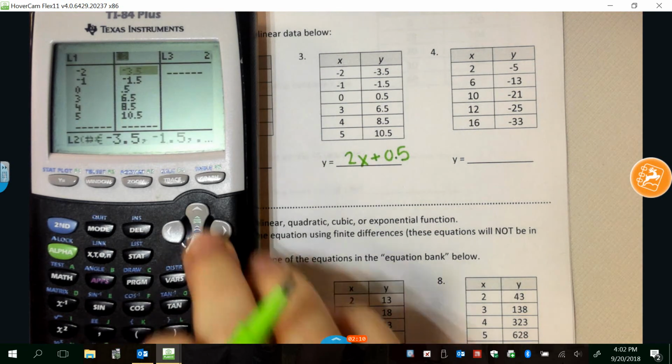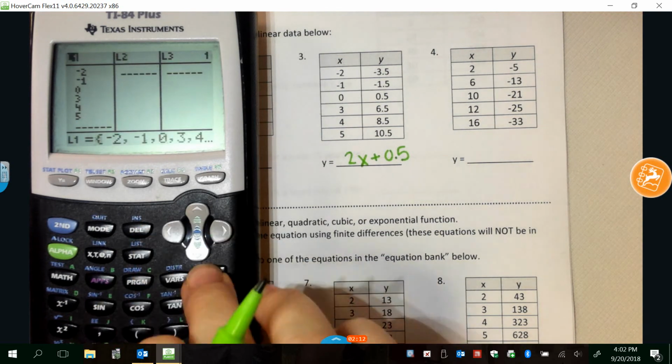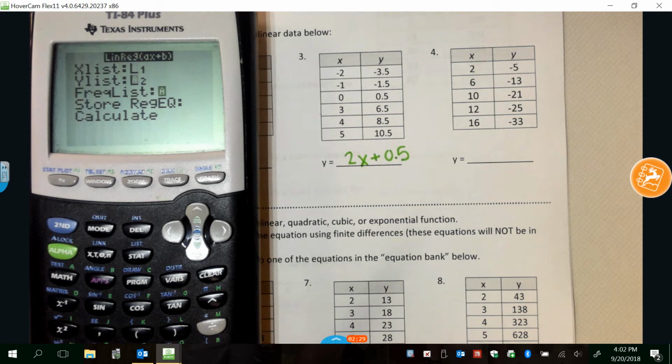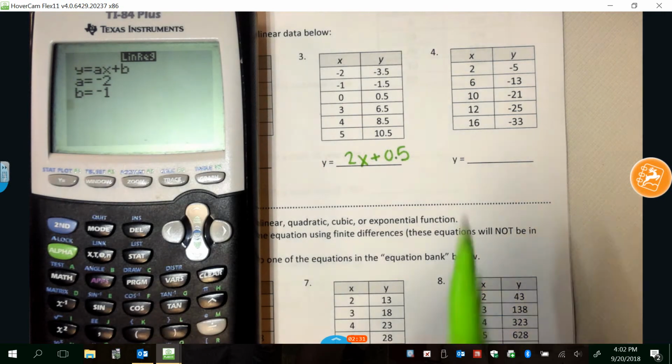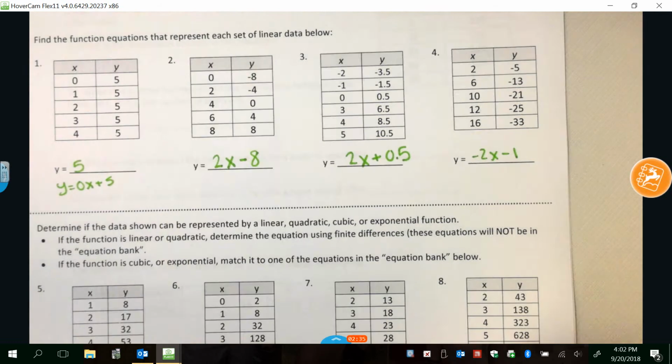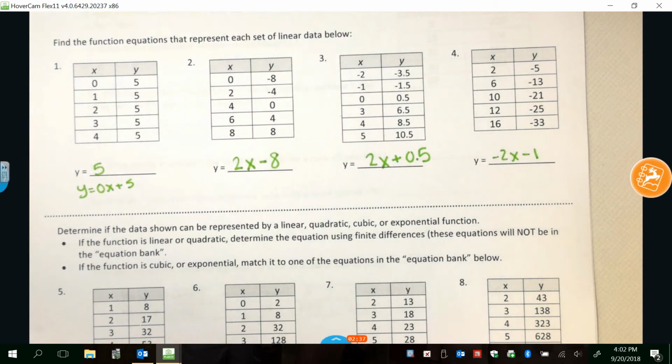One more. Okay, 2, 6, 10, 12, 16, negative 5, negative 13, negative 21, negative 25, negative 33. Stat right 4, enter, enter, enter, enter, enter. So y equals negative 2x minus 1. Okay, so that's 1 through 4. They're quick, easy, and they're in the calculator.